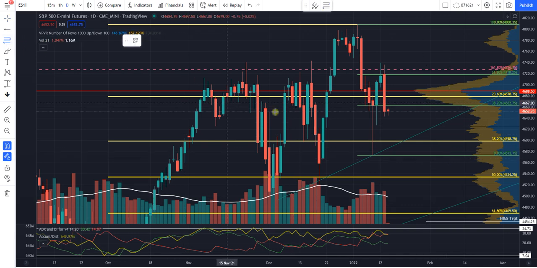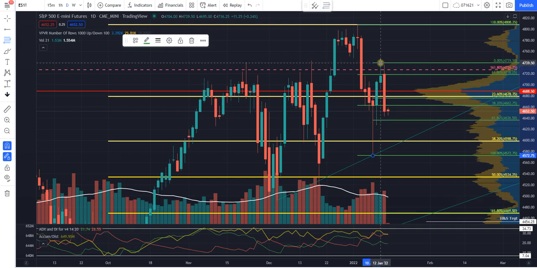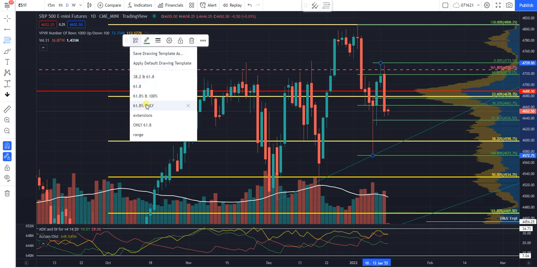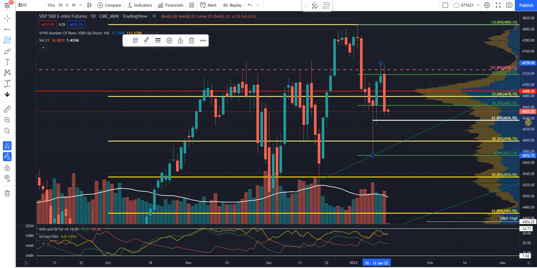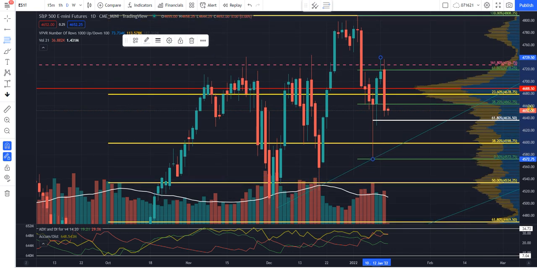We could draw one more retracement here, just the shortest term support, kind of a must-hold level, and we'll make that 61.8 only. And so there's your must hold. Basically, I use this as the level that has to hold for a continuation of this current move. So if 46.50 were to lose support, then we would look for a move back down into the previous lows.